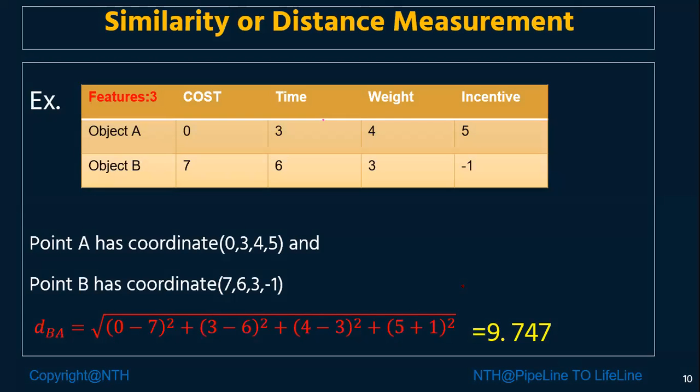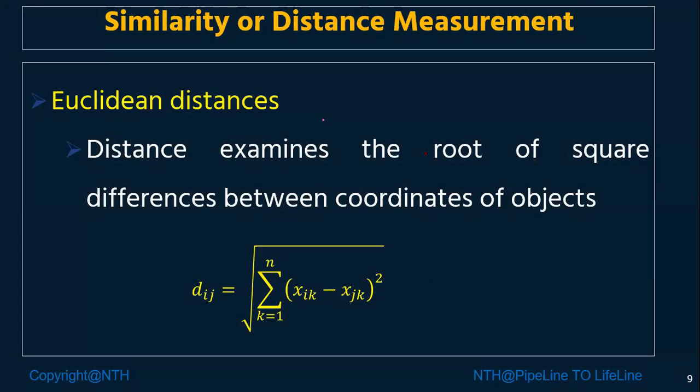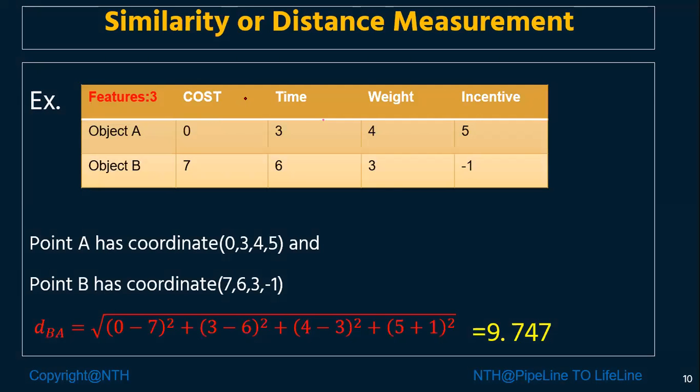And I'm taking one example of how to apply this Euclidean distance method. So here there is an object A and an object B. Object A and object B have characteristics such as the cost of an object, time of an object, weight of an object, and incentive. So these are some features related to object A as well as object B, isn't it?